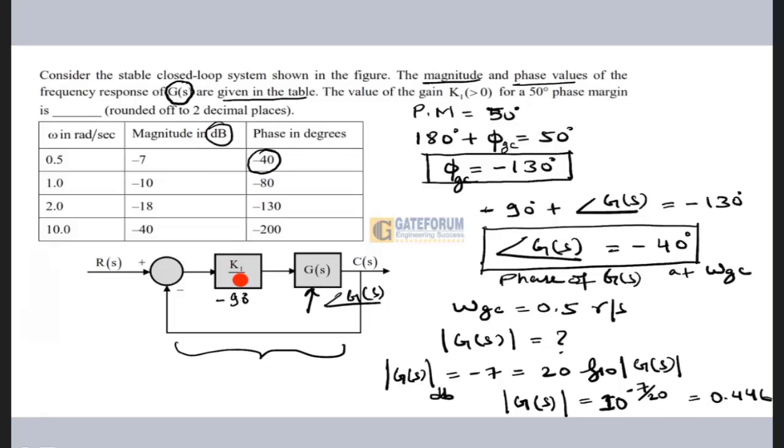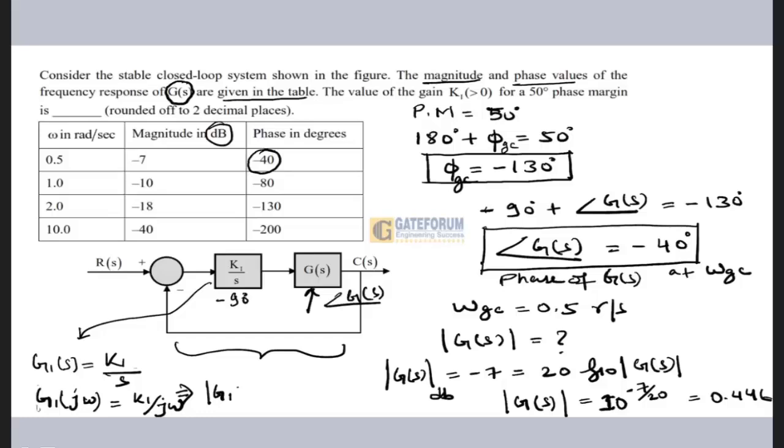Now you know the absolute value of the magnitude for GS, and the absolute value of this particular block will be K1 by omega. Yes or no? Because say this block is G1S. So G1S is given to you as K1 by S. So if you try to find the magnitude, first I can have G1 of j omega, that will be K1 by j omega. So the magnitude of G1S, I'm getting it as K1 by omega. So the magnitude of this is known, and the magnitude of GS is known to you, right?